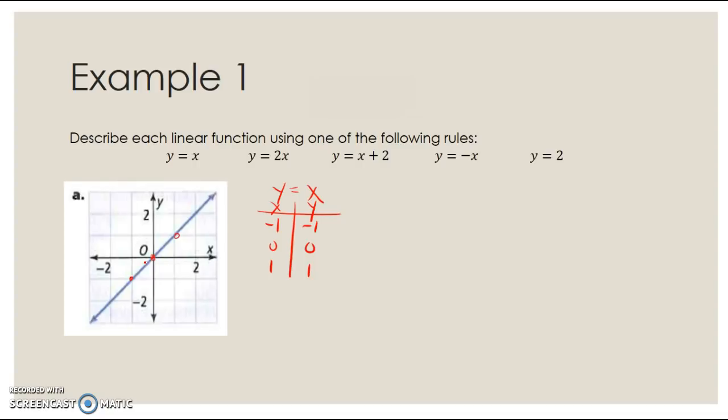So then I look, oh look, when x is -1, y is -1. When x is 0, y is 0. When x is 1, y is 1. And so that means that for A, y equals x is our equation.